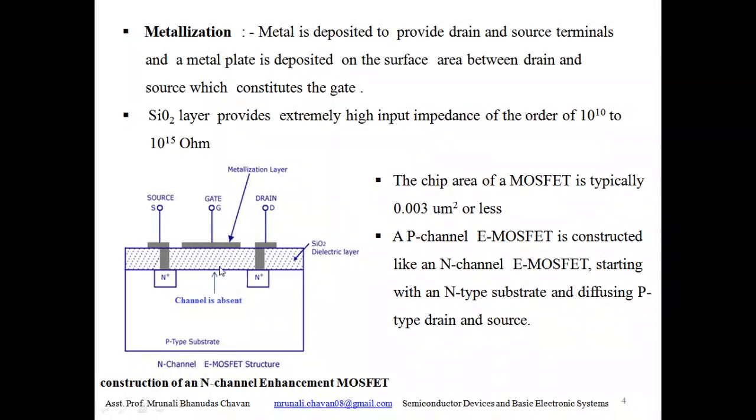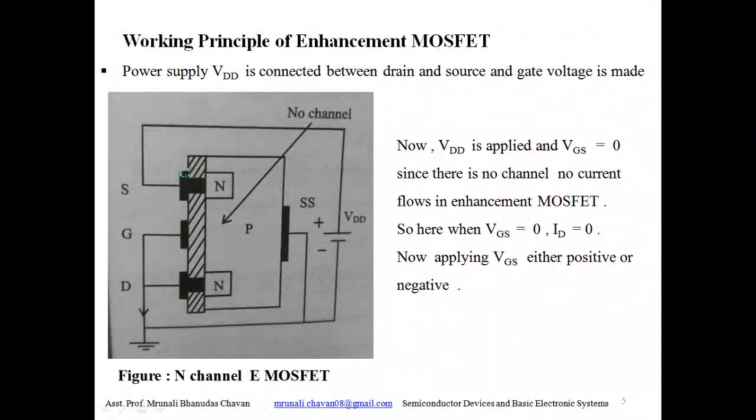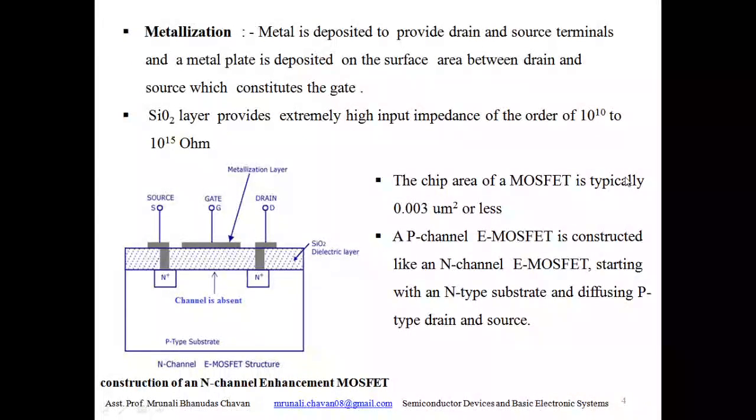The SiO2 layer provides extremely high input impedance of the order of 10 raised to 10 to 10 raised to 15 ohm. The chip area of MOSFET is typically 0.003 micrometer square or less.